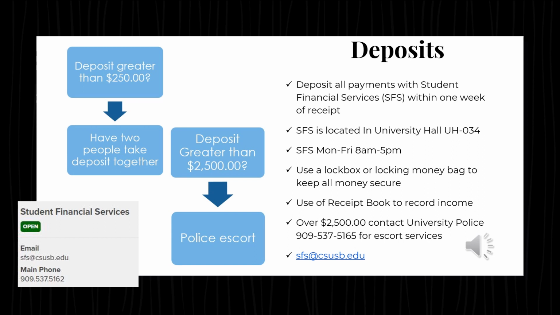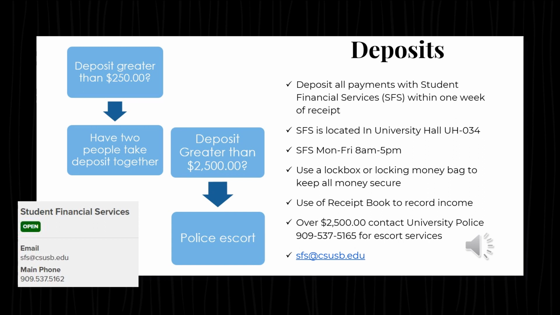Now that campus has returned to in-person services, you can process all deposits in the basement of University Hall at the Student Financial Services window, anytime Monday through Friday from 8 a.m. to 5 p.m. For your safety, if you have a deposit of greater than $2,500, contact University Police at 909-537-5165 for escort services. If you are working with a vendor or donor that would like to issue a check to your organization, please remember the check must be made payable to the club name at CSUSB, or campus will be unable to process the deposit.